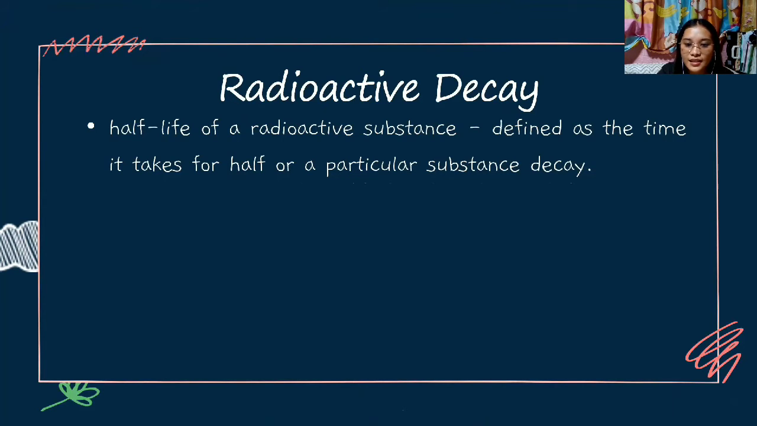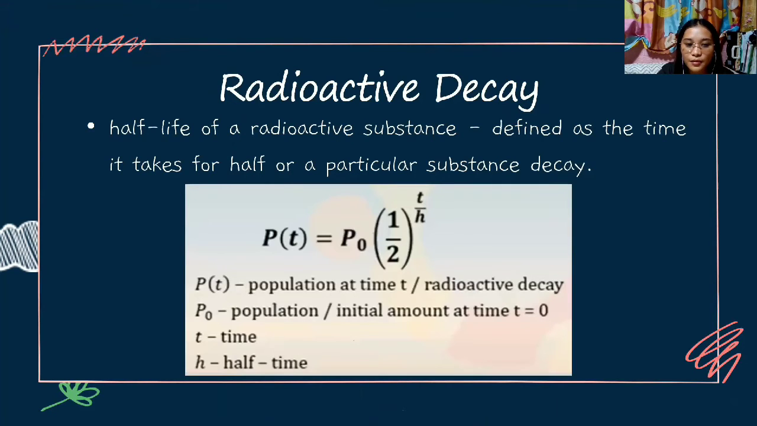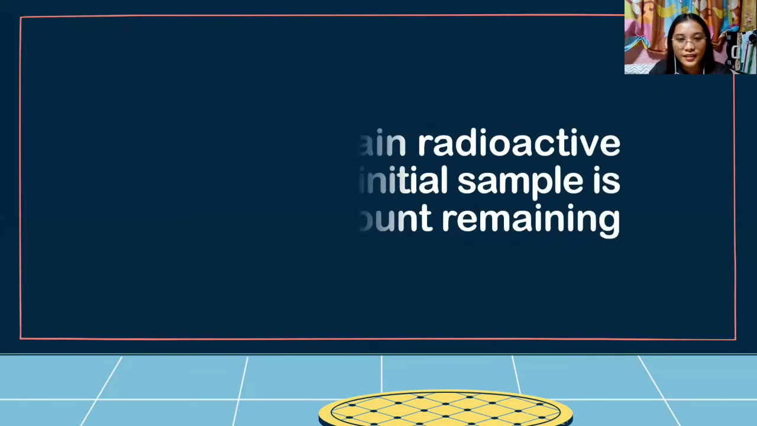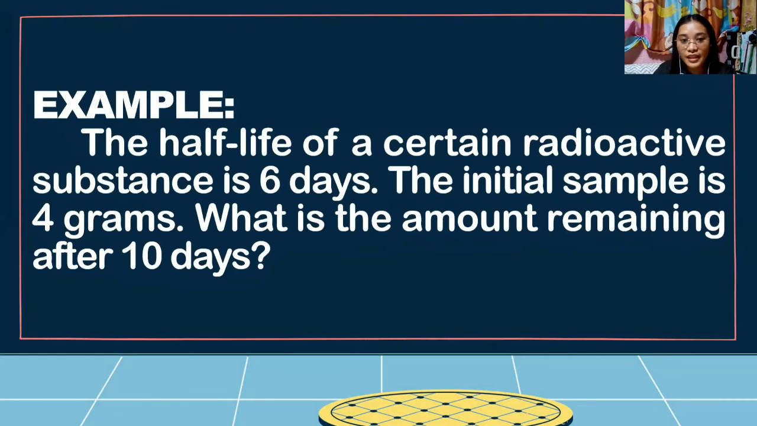And to solve for this, we need to follow the formula. P of t is equal to P sub 0 times 1/2 raised to t over h. Here we have the same variables except for h, which refers to half-life. And for the example, we have the half-life of a certain radioactive substance is 6 days. The initial sample is 4 grams. What is the amount remaining after 10 days?